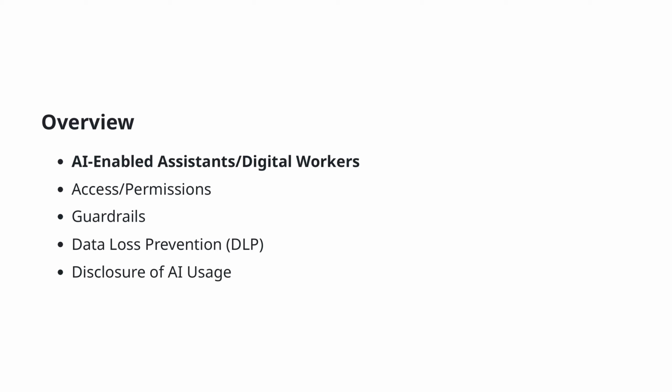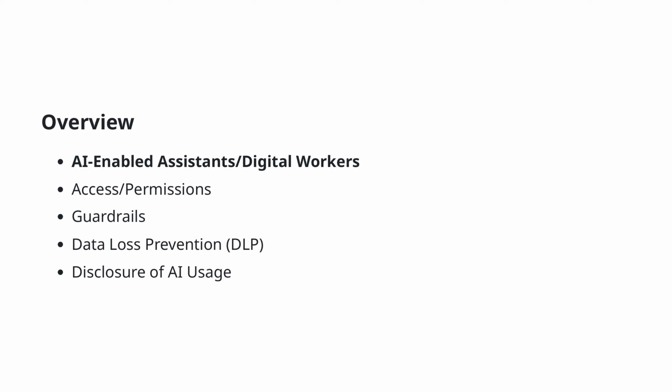In this section, we will discuss the various considerations you need to take into account when integrating AI-enabled assistants or digital workers within your organization. We will cover key areas including access and permissions, the implementation of guardrails, data loss prevention strategies, and the importance of disclosing AI usage. First, we will delve into access and permissions.